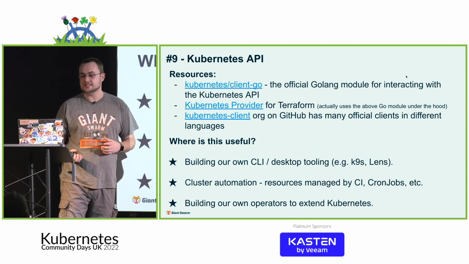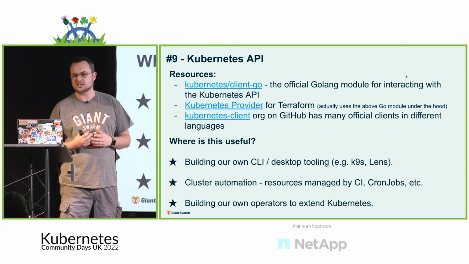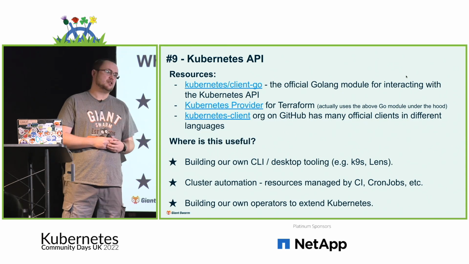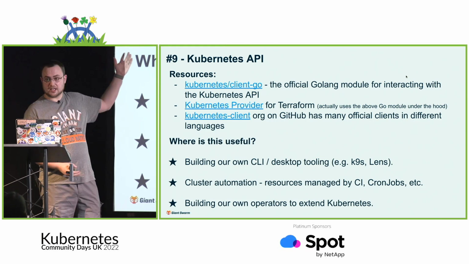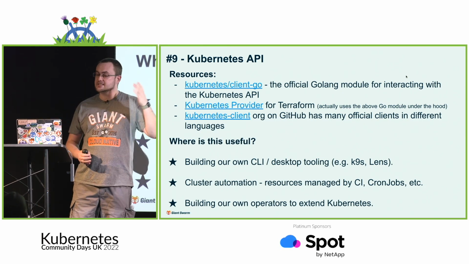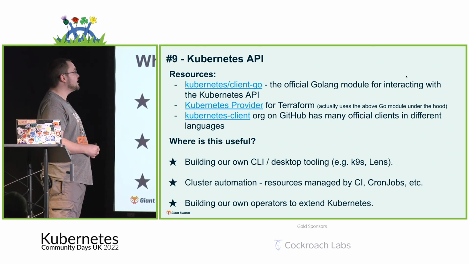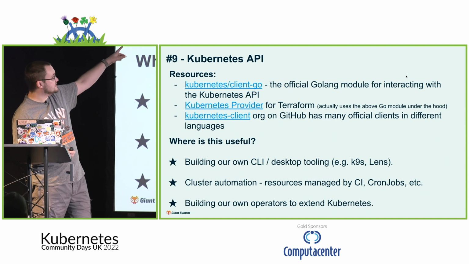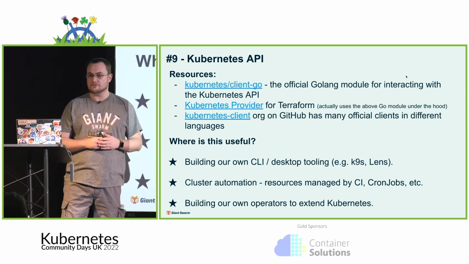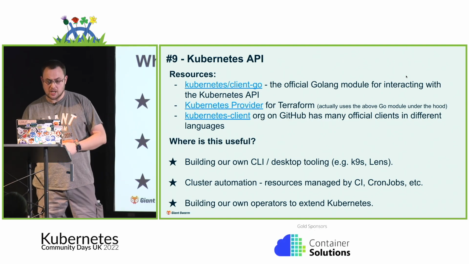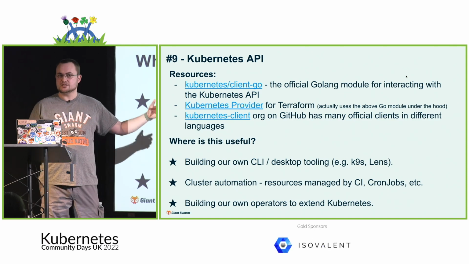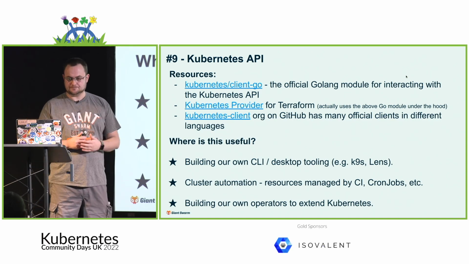But I'm going to skip over this because there are plenty of utilities, tooling, and libraries that you can just make use of. If you're building your application in Go, the official client-go is fantastic. There are things like the Terraform provider, which under the hood uses it. And there's also an organization on GitHub called kubernetes-client that has a lot of libraries you can use to build your own automations, your own desktop applications, whatever.